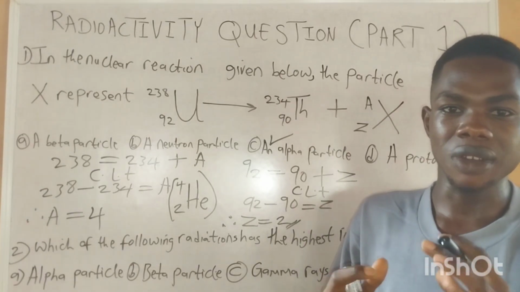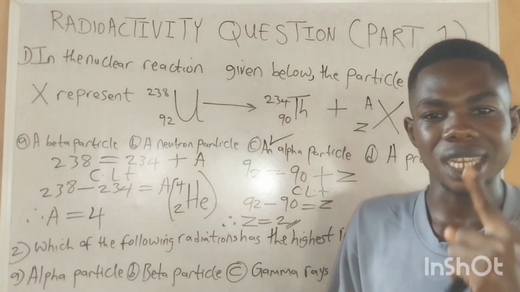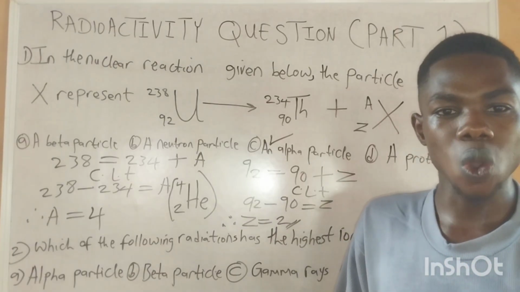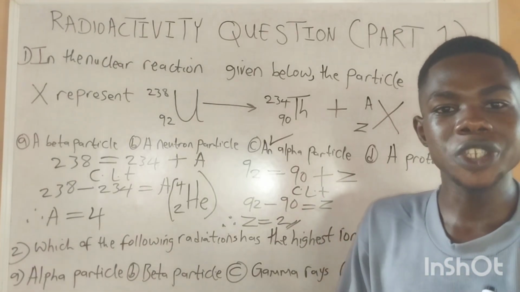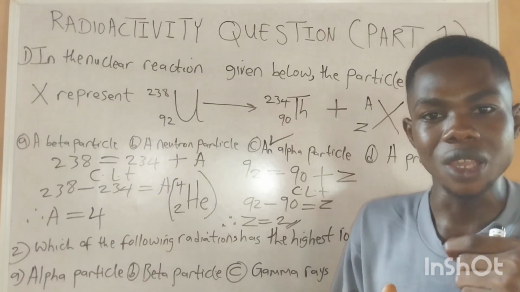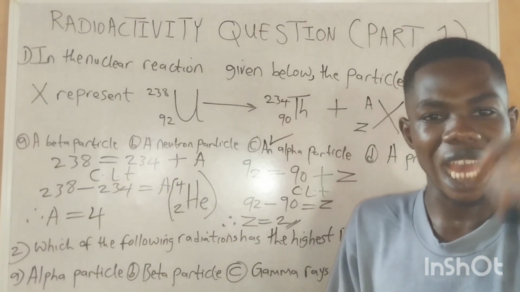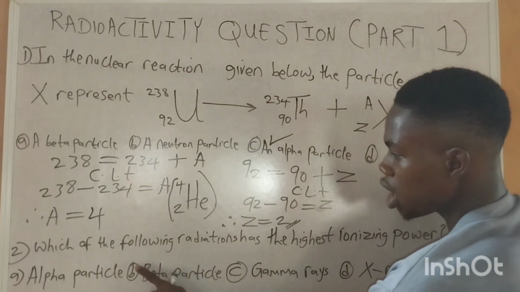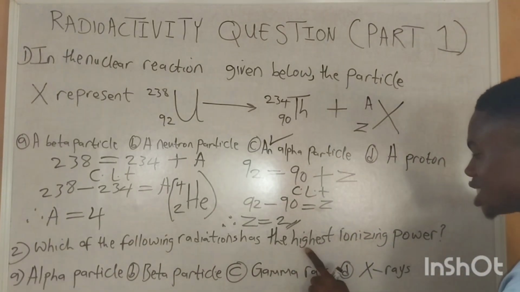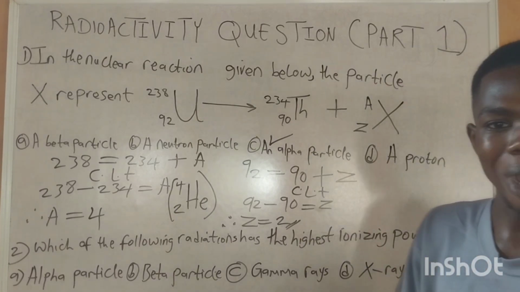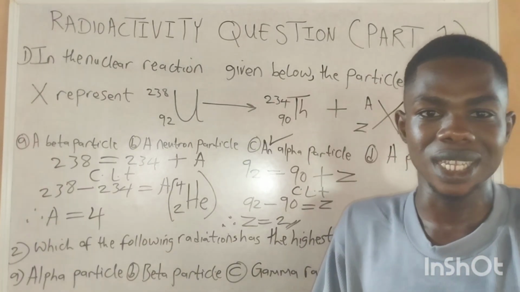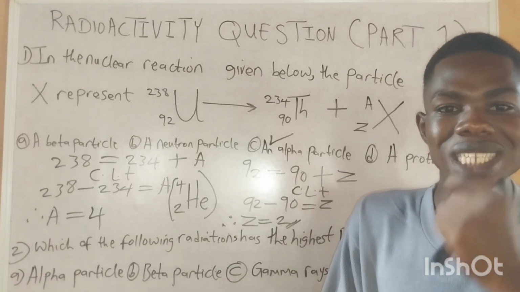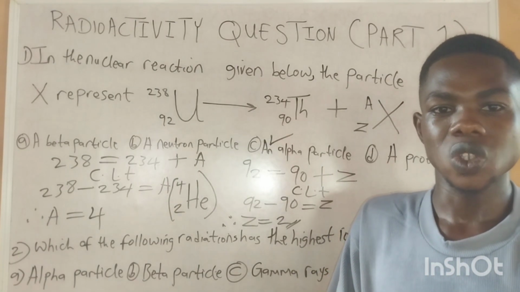Now, let's talk about some of the characteristics of the alpha particle. One of the characteristics of the alpha particle is that it has the highest ionizing power. Among the three types of major radiation, the alpha ray or alpha particle has the highest ionizing power. The question asks which radiation has the highest ionizing power, and one of the characteristics of the alpha particle is that it has the highest ionizing power. So please take note of this.